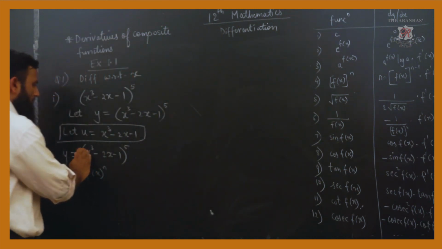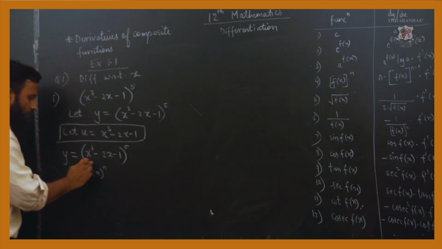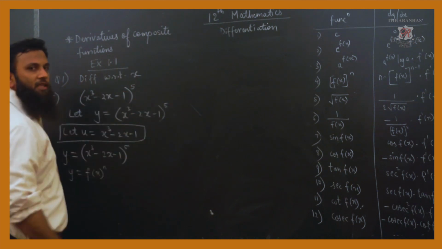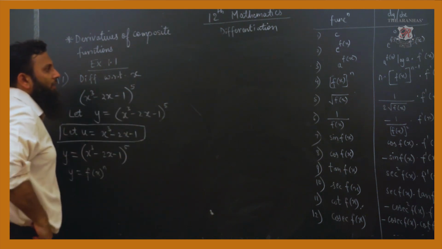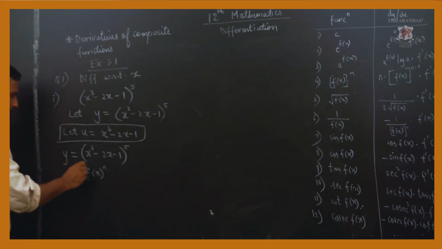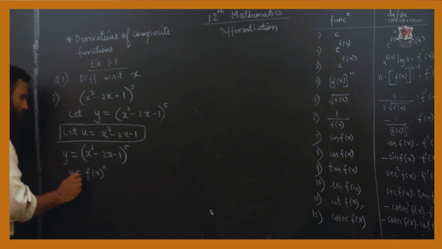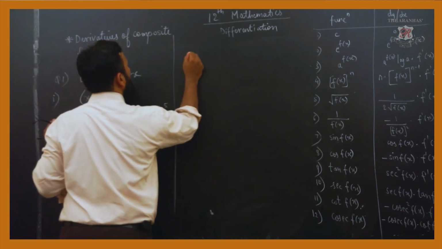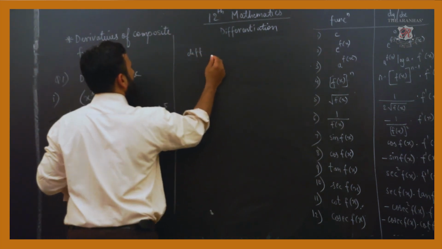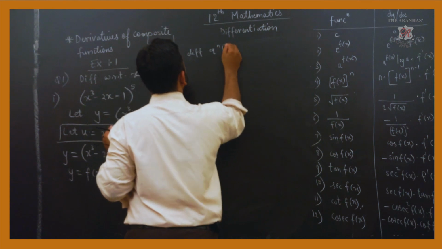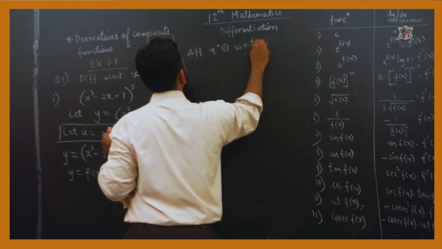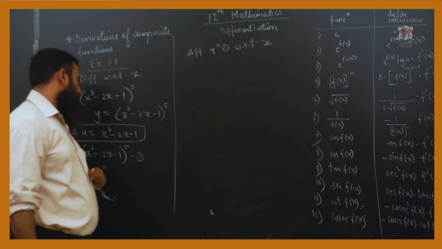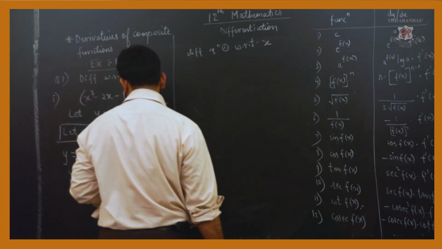Right now, if you observe this equation, it looks like f(x) raised to n. So please check what f(x) raised to n gives. It is n f(x) raised to n minus 1. So what I can do here is directly say: differentiating equation 1 with respect to x.